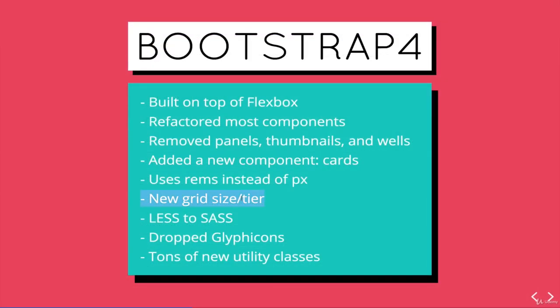Next up, there's a new grid size, or tier. So within Bootstrap, there are different screen sizes, different breakpoints that everything sort of hinges around. And there's been a new extra small size added in for basically portrait mode on your phone. Now, if you know Bootstrap 3, there was an extra small size in Bootstrap 3, but now the extra small has been shifted down further. And there's now extra small, small, medium, large, and extra large. Anyway, getting ahead of myself.